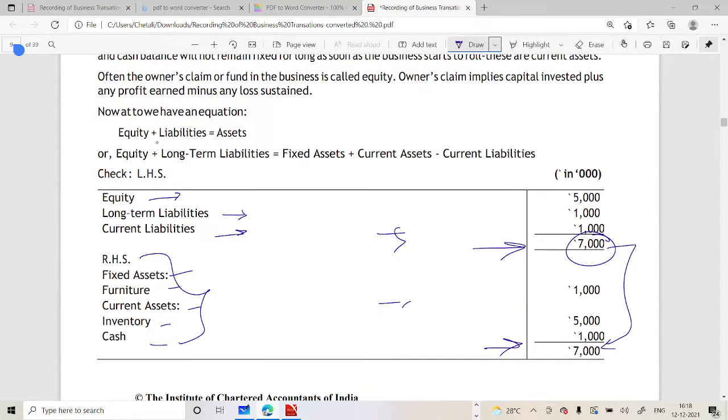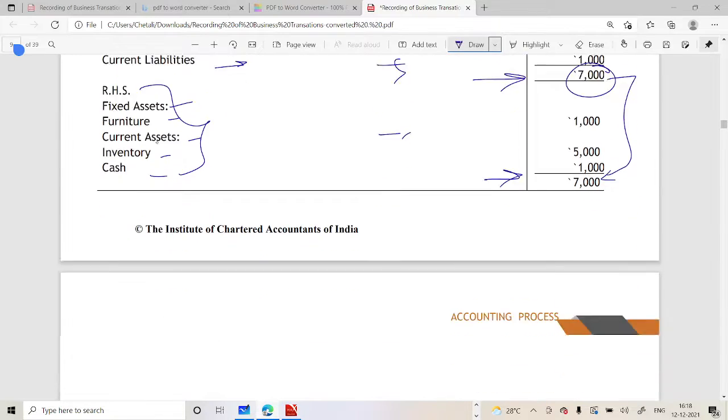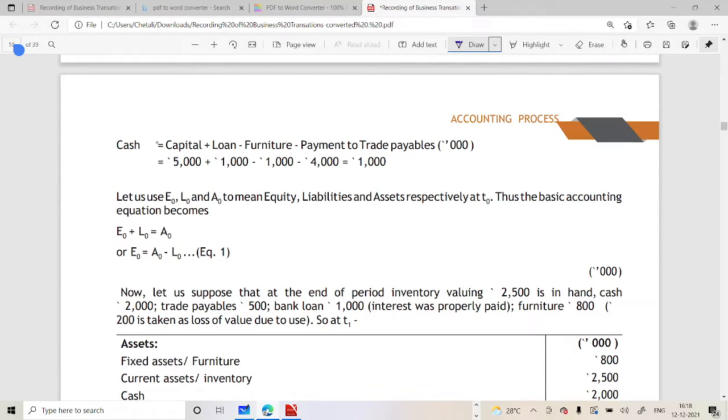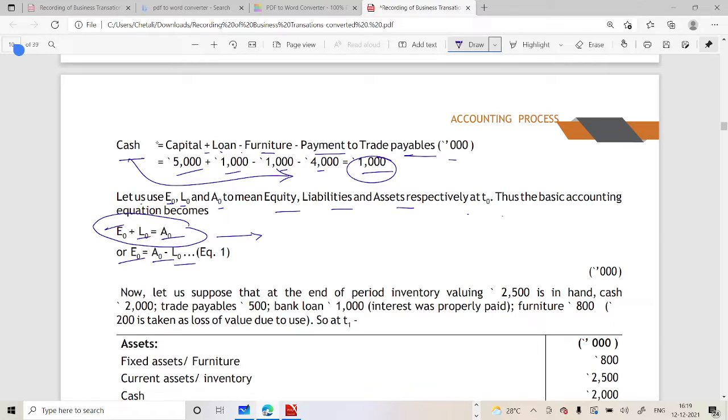Okay, but see how it works. These are the terms in a formula. Cash is equal to capital plus loan minus furniture, payment to trade payables, 500, 500. So this is the cash that we will have. Let's just use E0, L0 and A0 to mean equity, liabilities and assets respectively. So this equation would be helpful to understand this. Equity, liability and assets. Vice versa.